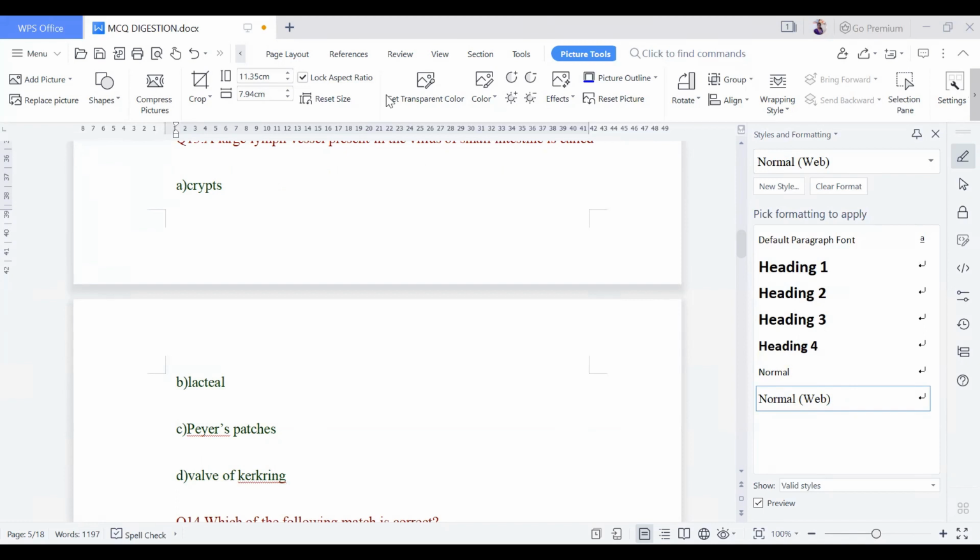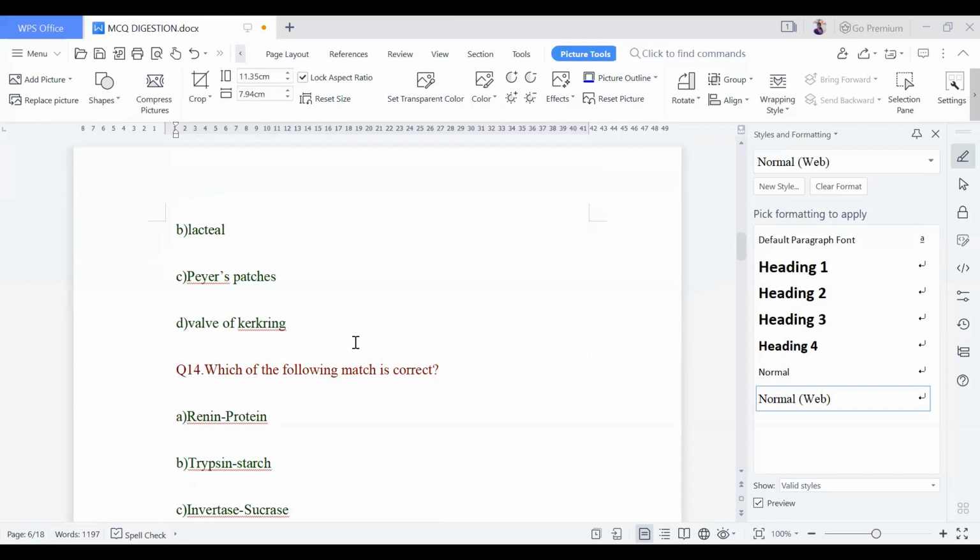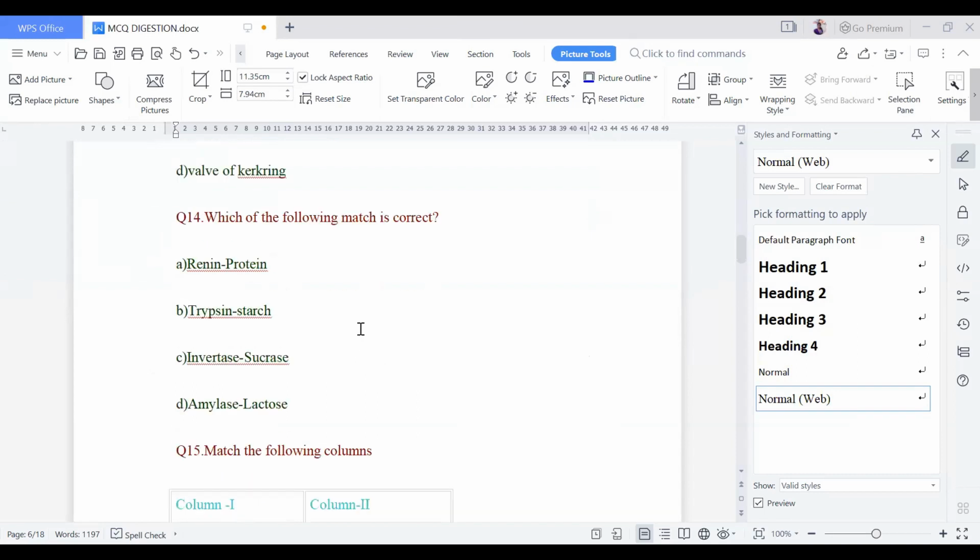Option B. Fine. Option B, lacteal is the right answer. Fine. So, 14th question. Which of the following match is correct?